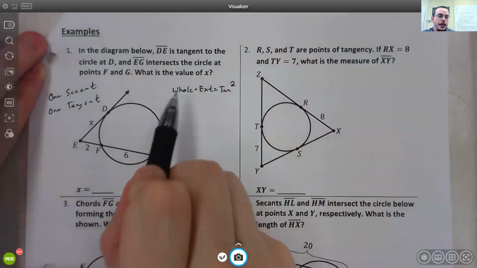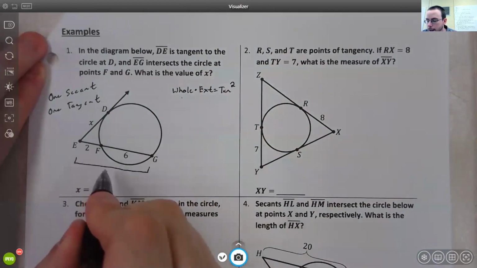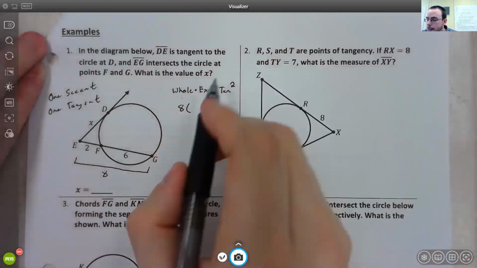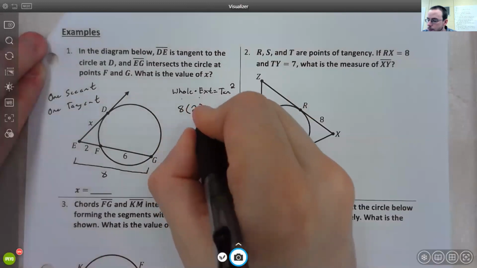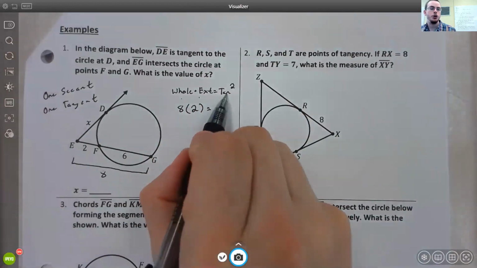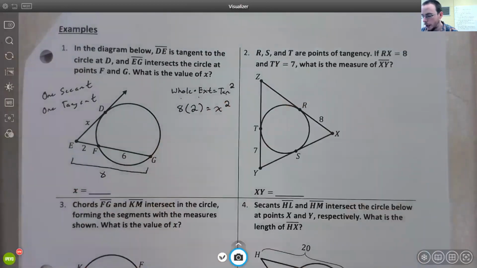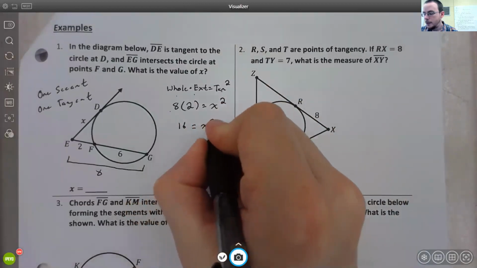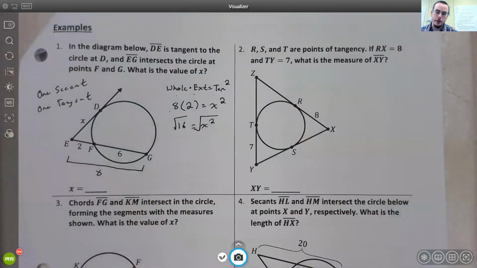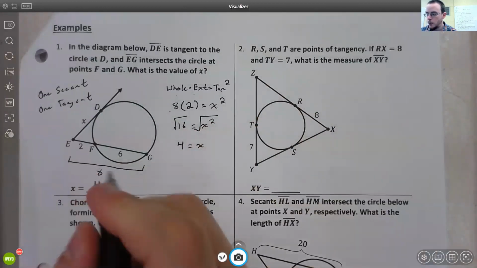So the whole of the secant, what is it equal to? Well, the two parts of the secant are 2 and 6. So that means the whole thing is equal to 8. So 8, and then times its external part, which would be 2, is equal to the tangent squared. Well, tangent is x squared. 8 times 2 is 16. Square root both sides to get rid of the squared, and you get that x is equal to 4.